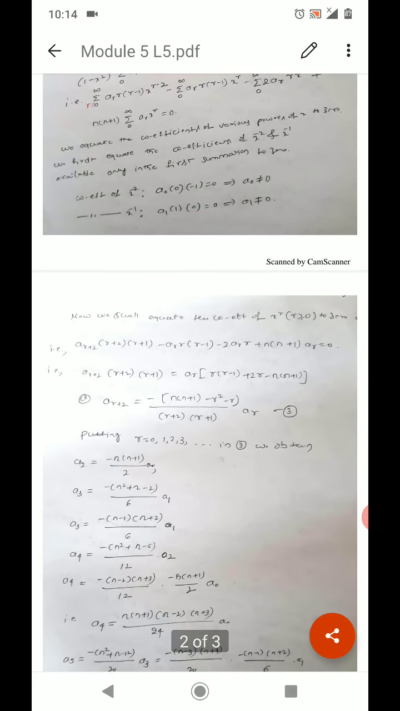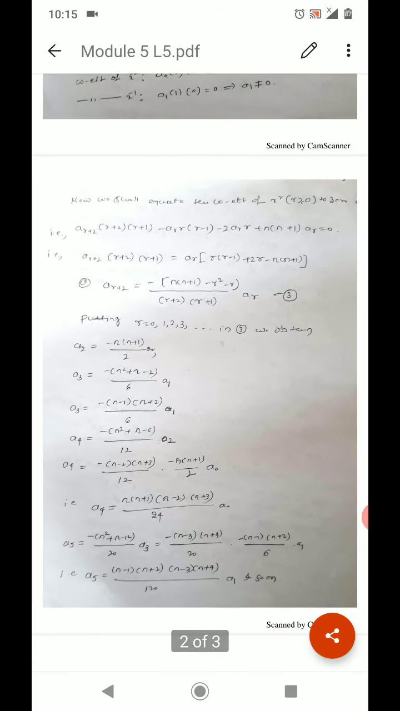So that will become a(r plus 2)(r plus 2)(r plus 1) is equal to ar times [r(r minus 1) plus 2r minus n(n plus 1)]. Therefore a(r plus 2) is equal to minus [n(n plus 1) minus r square minus r] divided by (r plus 2)(r plus 1) into ar. So this is equation 3.